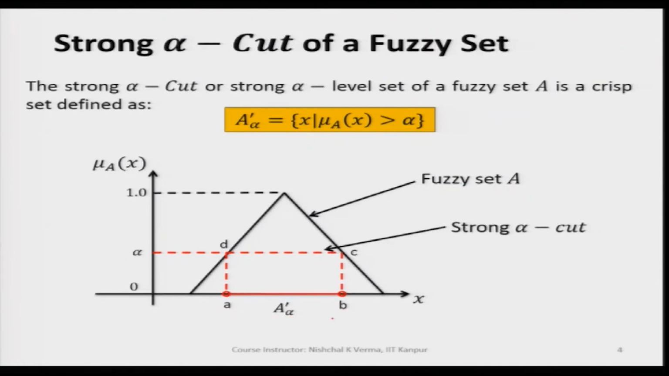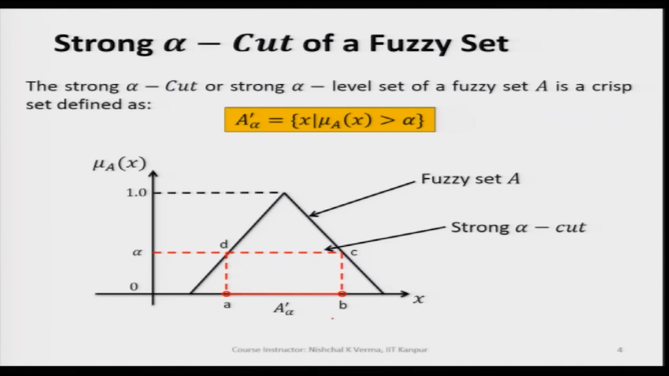Now, if we talk of a strong alpha cut of a fuzzy set, here we make a little change, and that is the equality is not there. So, this means that if we are interested in finding a strong alpha cut of a fuzzy set, first of all we define a strong alpha cut of a fuzzy set by A alpha dash. So, dash is the difference here as compared to the alpha cut.